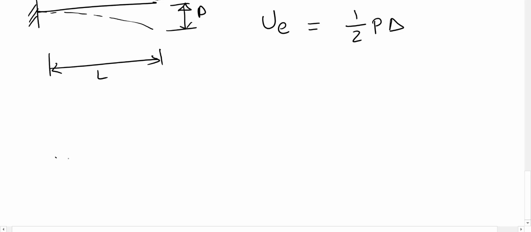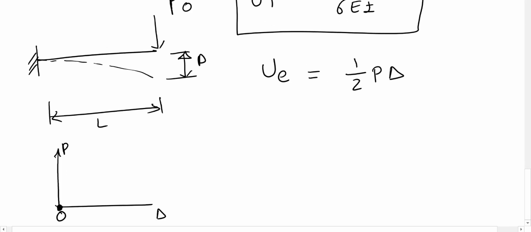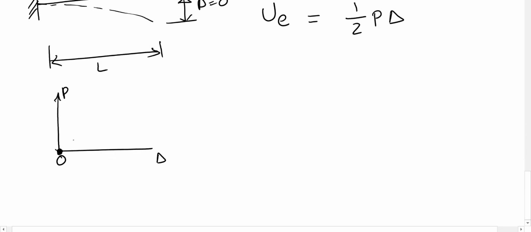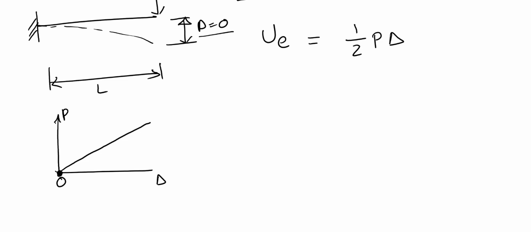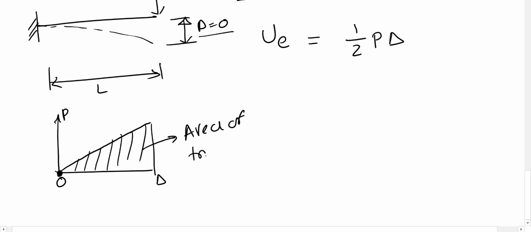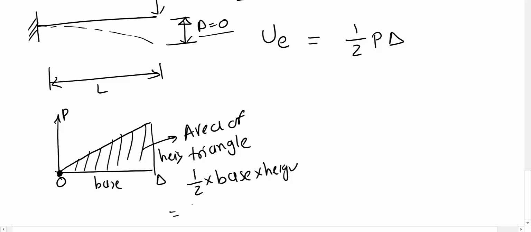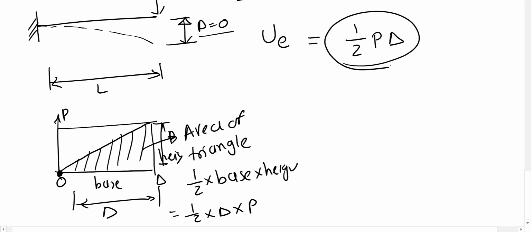Because, as you know, when the load P is 0, you have deflection 0. As your load is increasing, your deflection is also increasing. So that's a linear relationship. Now in this case the external work done is the area of the triangle, and the area of the triangle is 1/2 base times height. Let's say the height is P, and the base is delta, so we have 1/2 P delta.